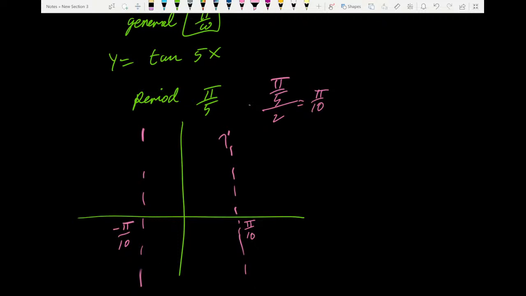What if I made the problem a little bit interesting? Negative of that. Then this graph would change this way. It's going downward.